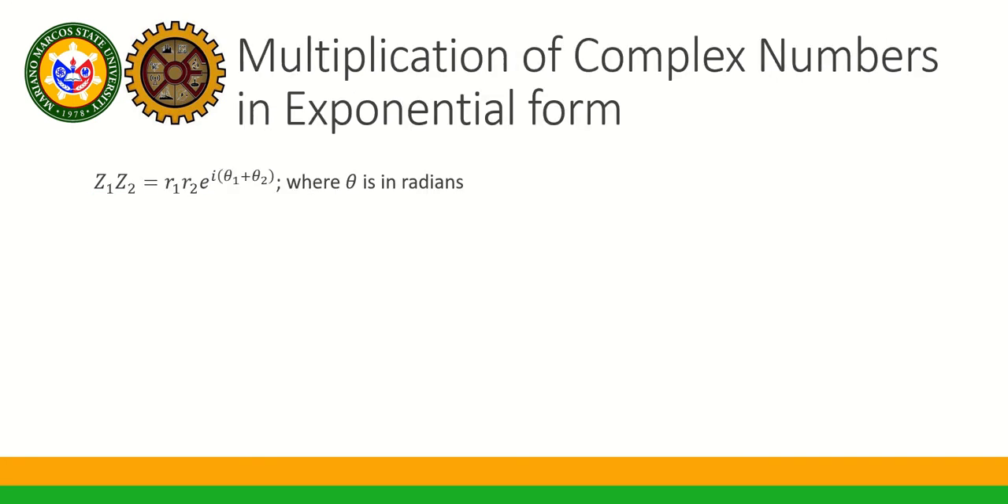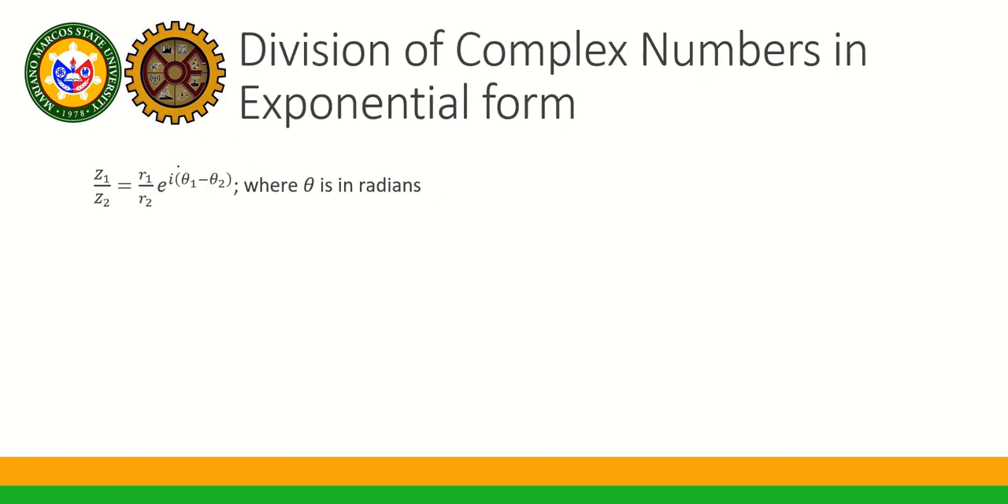Okay? So, how do you multiply complex numbers in exponential form? So, ganito, minumultiply yung mga modulus, and then yung mga exponents or yung arguments is pinag-a-add doon sa exponent natin. And still, they are in radians. Sa division naman, ganun pa rin, dinidivide yung mga modulus natin and then sinasubtract yung mga argument.